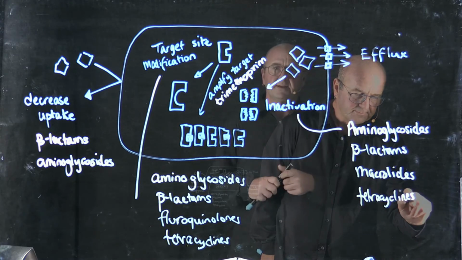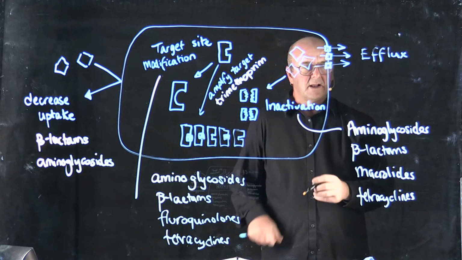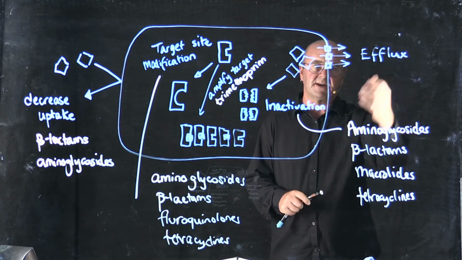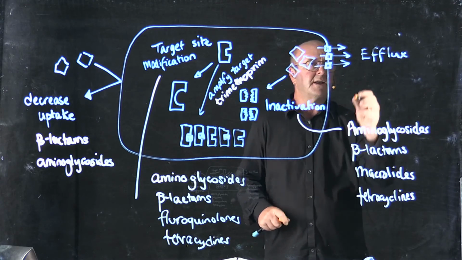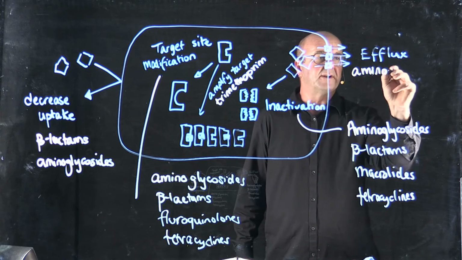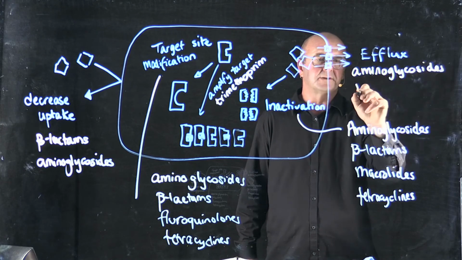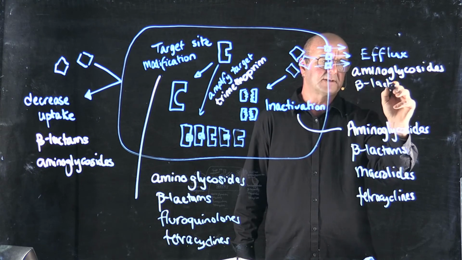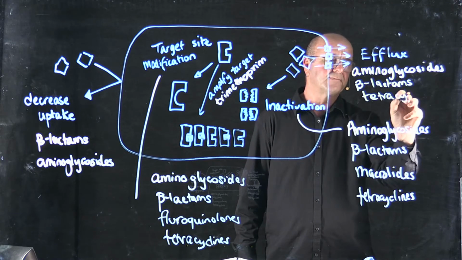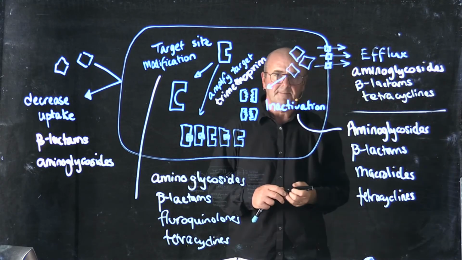And then finally, increased efflux, getting the antibiotic out of the cell. Lots of things can gain resistance to different antibiotics by increasing efflux, and we can gain resistance to aminoglycosides, to our friends the beta-lactams, to our friends the tetracyclines, and so on. Okay?